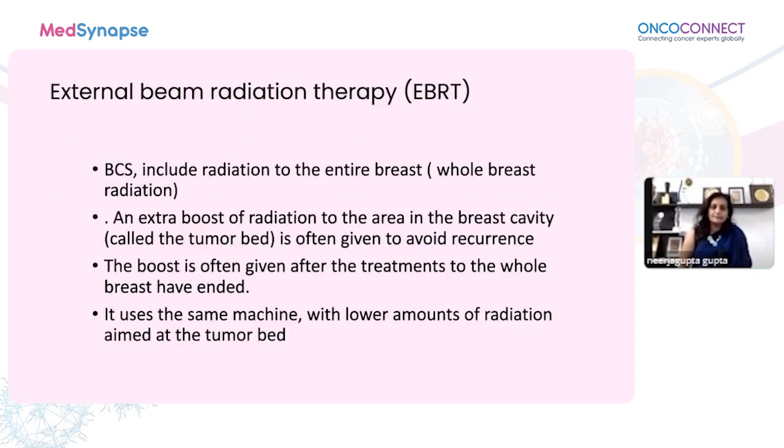External beam radiation is where, when you do a BCS, you usually radiate the entire breast, which is called the whole breast radiation. An external boost may be given to the breast cavity, which is given in high-risk cases, and this is to avoid recurrence. The boost is usually given after the treatment is complete, after the surgery is done, and after the adjuvant treatment has been done.